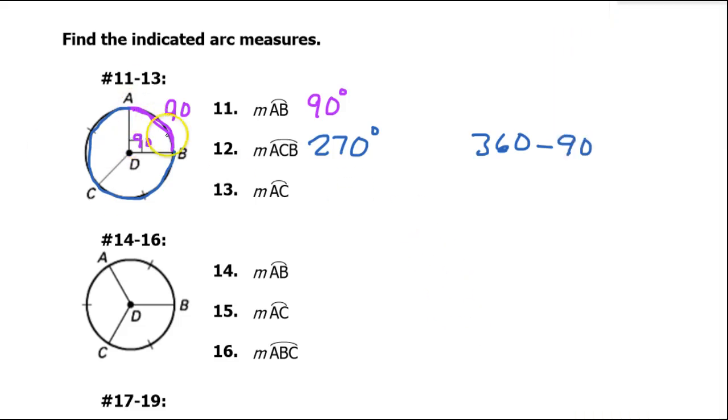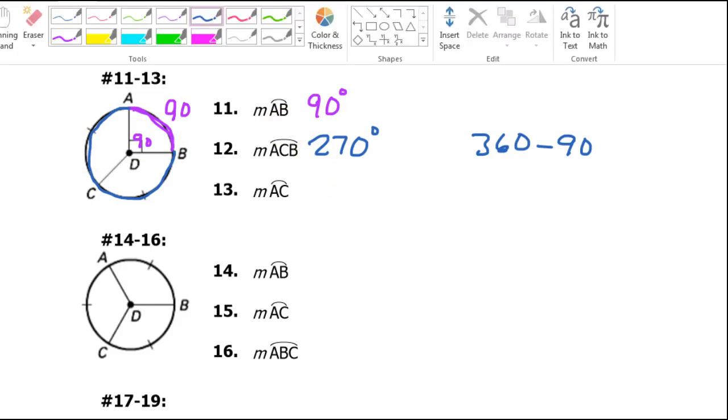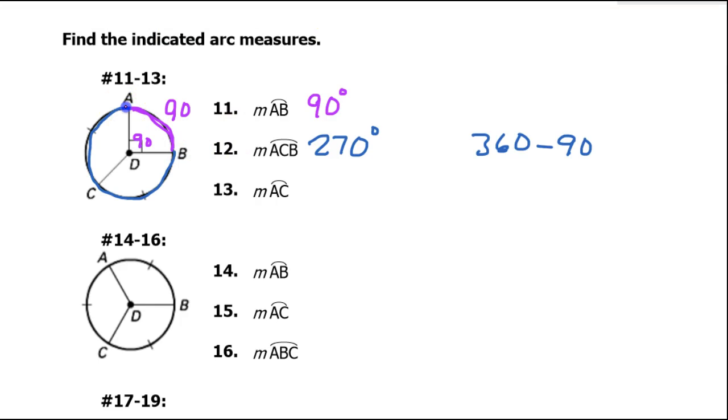Okay, it's the whole circle except for the 90. And now they're asking us for the measure of arc AC. Well, AC is just the part that goes from here to here. Well, that is half of the 270, right? So we had the 270, but if we split that into two equal parts, one of those will be AC.